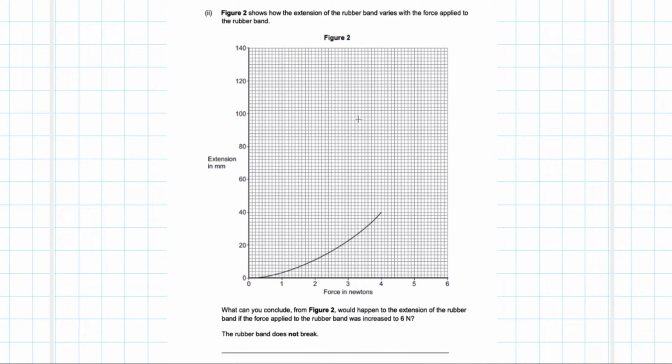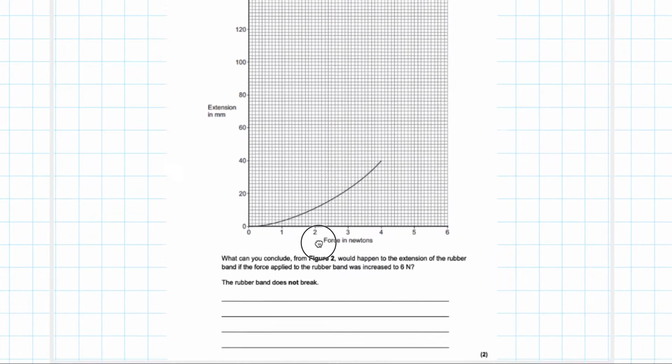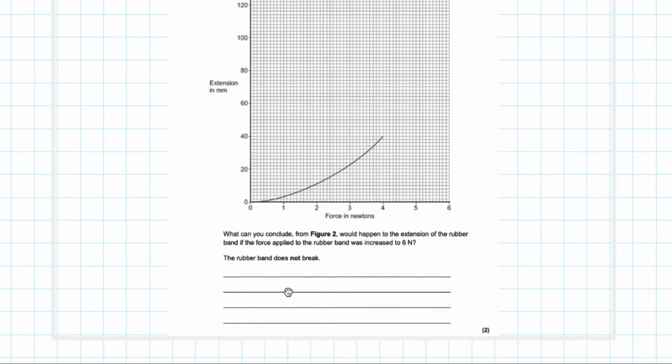Part C, figure 2 shows how the extension of the rubber band varies with the force applied to the rubber band. What can you conclude from figure 2 would happen to the extension of the rubber band if the force applied to the rubber band is increased to 6 newtons? So the rubber band does not break.